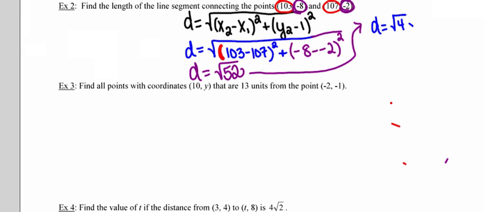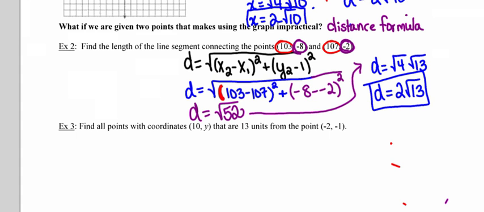4 will go into 52 13 times. So I'm going to rewrite that square root of 52 as the square root of 4 times the square root of 13, making this distance in simplest radical form 2 square roots of 13. So some things to remember for distance formula: always simplest radical form unless they ask you to do otherwise. Notice in this case they said length of the line segment. Notice that the length of the line segment is really the same thing as the distance between its two endpoints. So we use those words length and distance pretty much interchangeably.